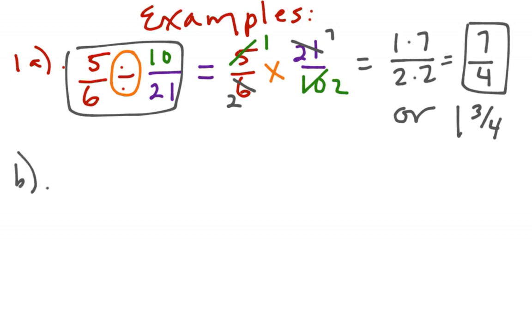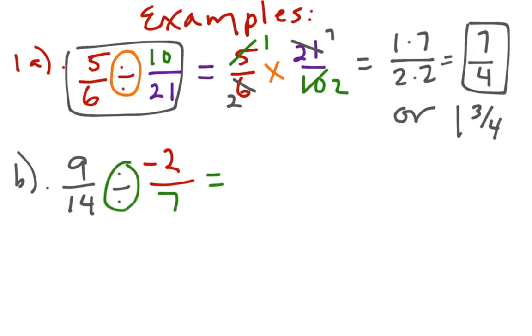My second example problem is 9/14 divided by -2/7. So now we have a negative situation. I'm still going to change my operation, rewrite my first fraction, 9/14, change my operation to multiplication. And when I do that, I can't just change my operation. I'm always changing that number after it.